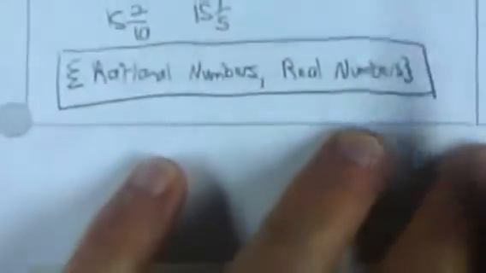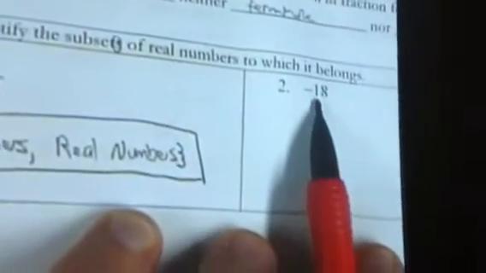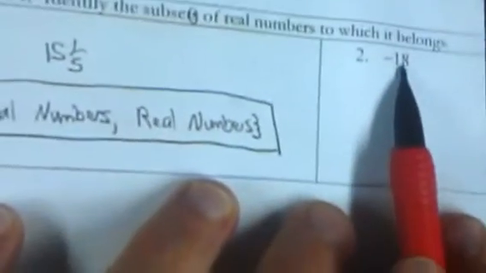Now, negative 18. Negative 18 is not a whole number because it's a negative, but it is the opposite of a whole number. Now the opposite of, I'll move it over. The opposite of a whole number are integers. So integers, let me move this over.